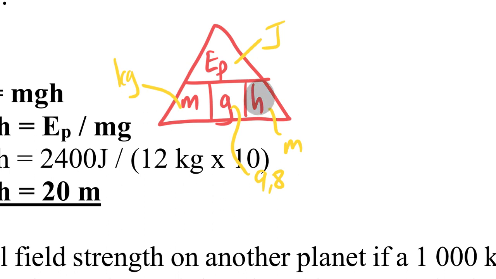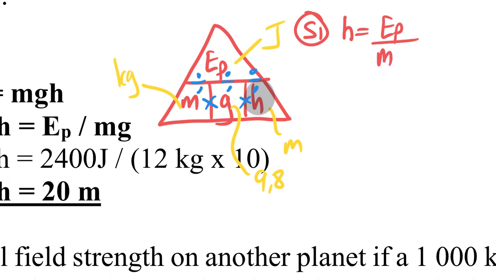So step number one is we are going to say, okay, the height equals, I'm going to block that out, the potential energy over mass times gravity. Keep in mind, the vertical lines in a formula triangle represent multiplication, and the horizontal lines division. So the height is potential energy divided by mass times gravity. And so there is your first mark for your formula step.